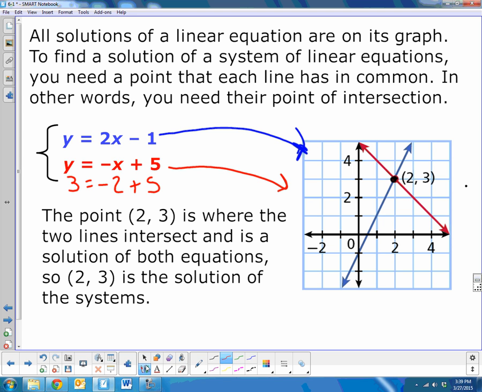And it should work for the blue line as well. If this is x and that's y, it should work in the blue equation. 2 times 2 minus 1 should equal 3. Sure enough, it does. And so it works in both equations, and it's at that point where it's on both of the lines. It's where those two lines intersect. And so a solution to the system of linear equations can be found by graphing and seeing where they intersect.